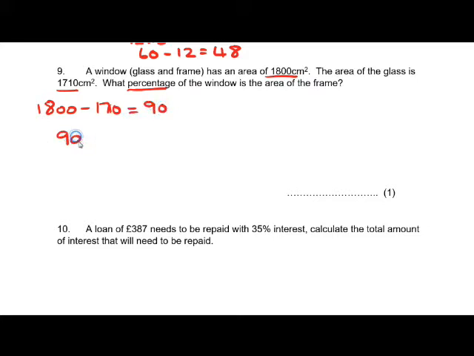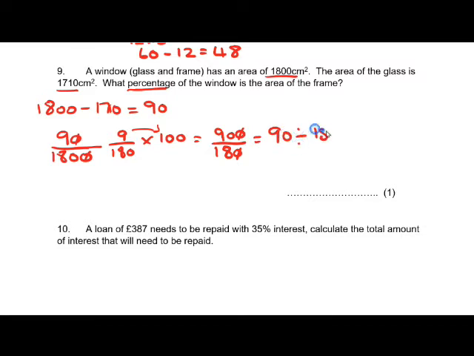So we have 90 over 1800. We can simplify this to make it 9 over 180 times 100 to turn it into a percentage. Now, what you can do is you can do the 9 times 100 first, so it becomes 900 divided by 180. These zeros cancel out, so it becomes 90 divided by 18. Let's do that calculation. 90 divided by 18.